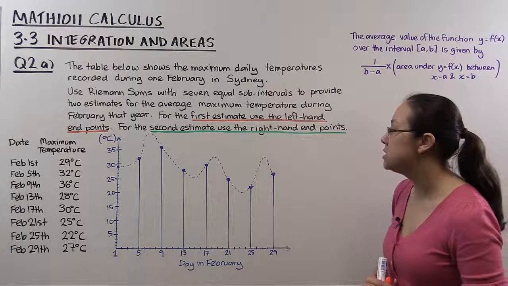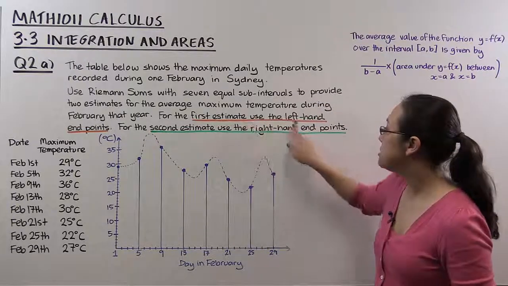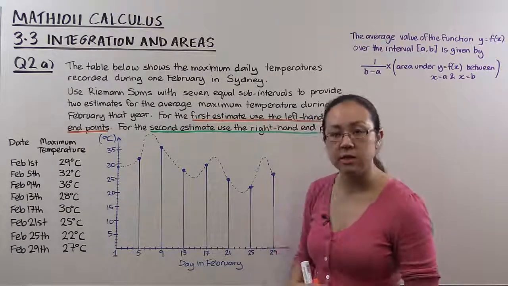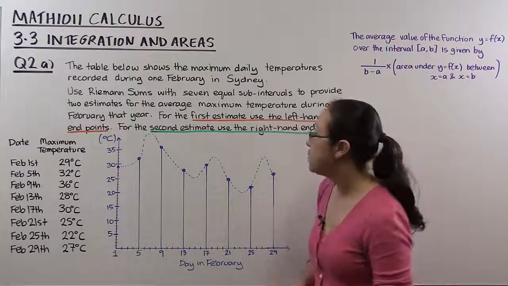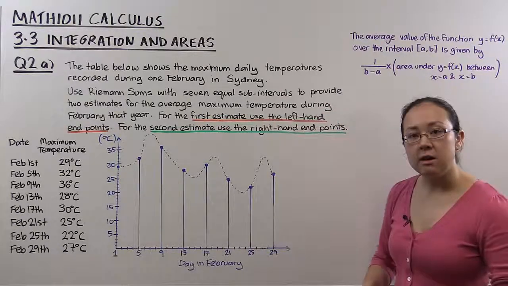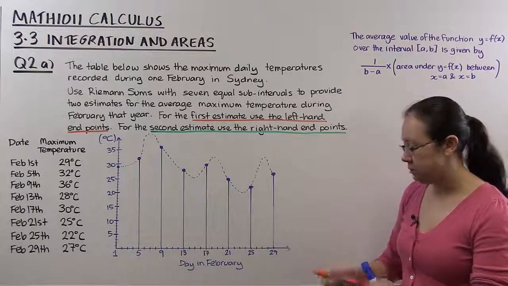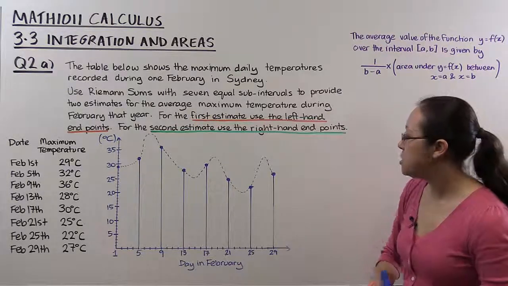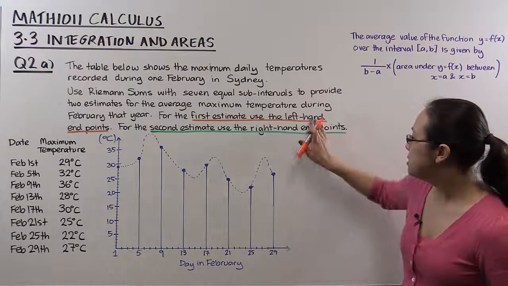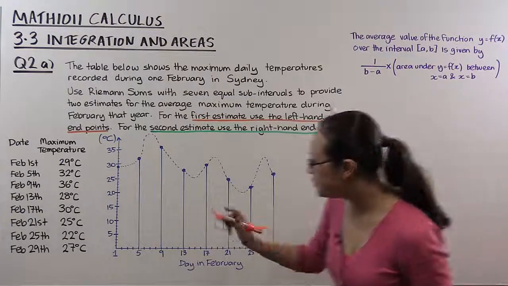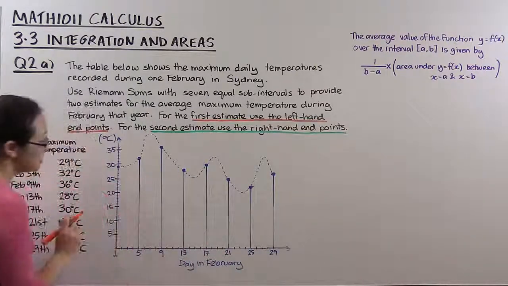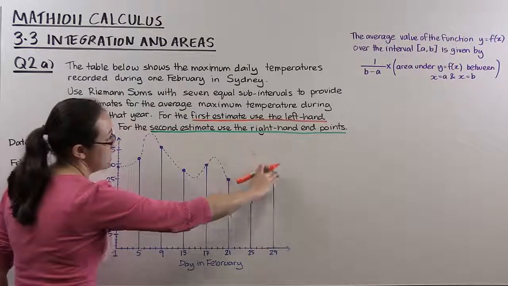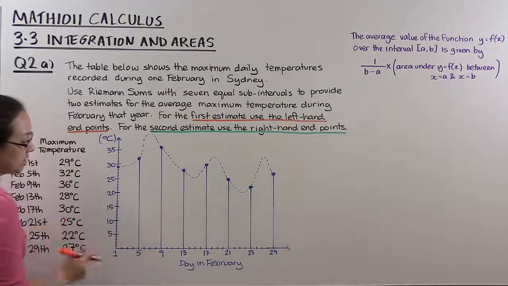Okay, so we're asked to do it twice. First, to use the left-hand endpoints for the Riemann sums, and second, to use the right-hand endpoints. So we'll estimate the area, and then we'll find the average value of that function, or at least an estimate of the average value. The idea is, if I'm using the left-hand endpoints, I'm estimating the area under this dashed line using rectangles.